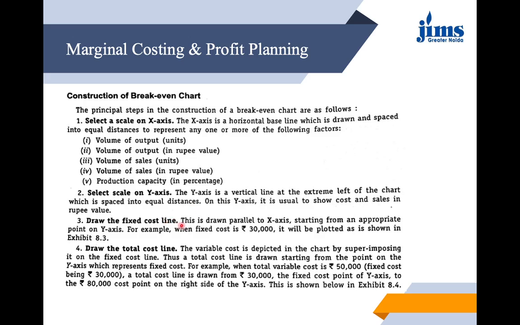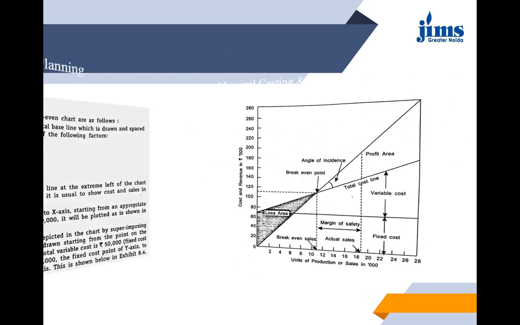Then we need to draw a fixed cost line, which would be parallel to the x-axis, starting from any appropriate point. Like we may start, suppose there is a fixed cost of 30,000, so we may plot it at that point. We will see that. Then we need to draw a total cost line. The variable cost is depicted in the chart by superimposing it on the fixed cost line. So a total cost line is drawn starting from the point on the y-axis which represents the fixed cost. Okay, we can see that here.